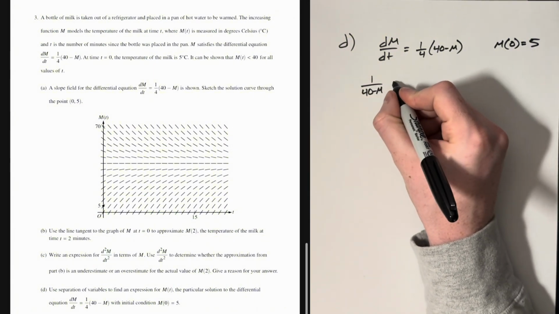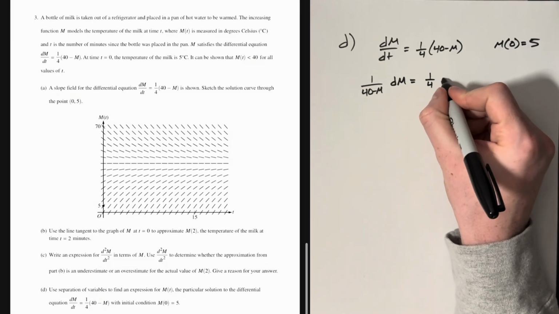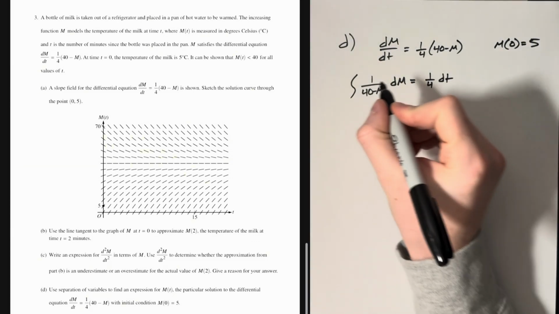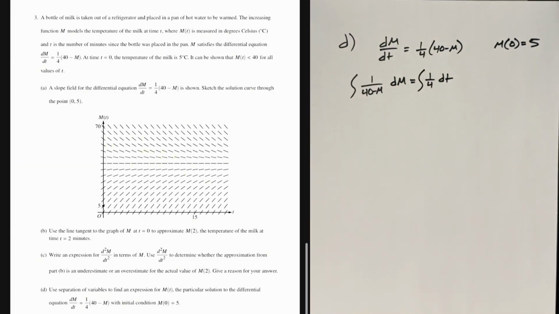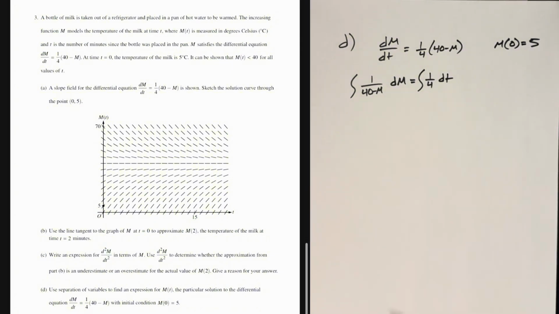So 1 over 40 minus m dm is equal to 1/4 dt. Now, this is the step that solves these differential equations, allows us to answer it, and it is a step of integration. If I take the integral of both sides, I'll get rid of the dm and dt, and I will be able to get a solution for this curve. So the right side will obviously be really simple, right? The left side, a little bit more complicated.